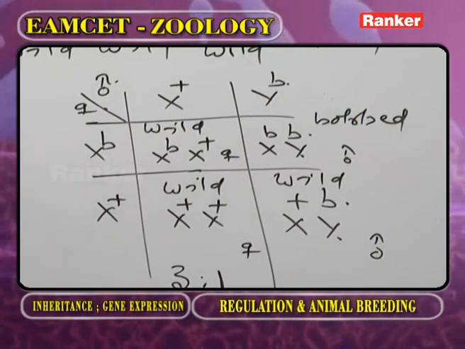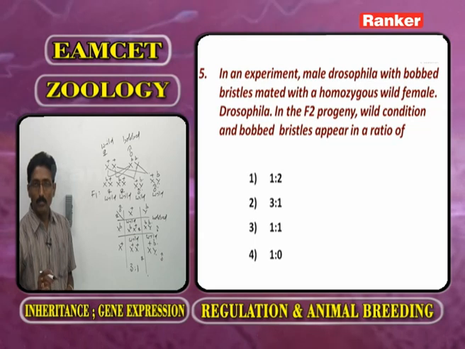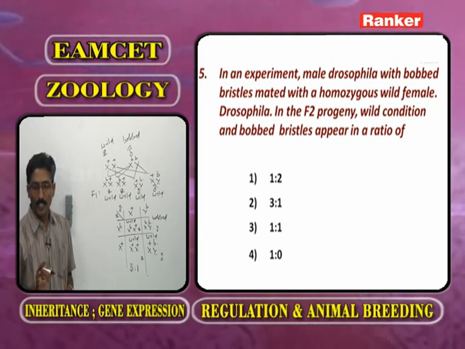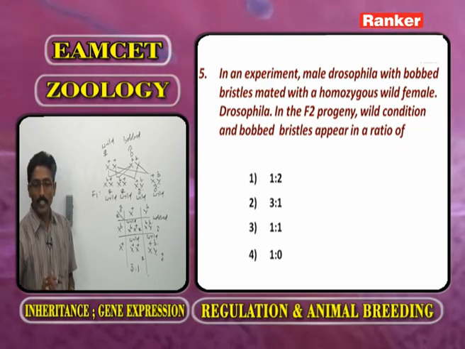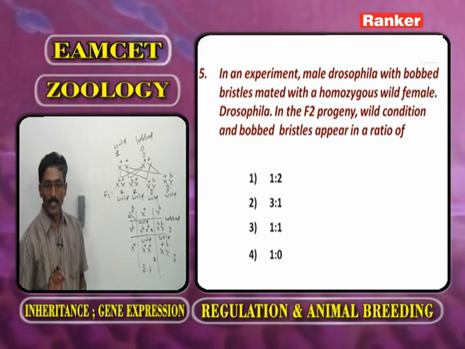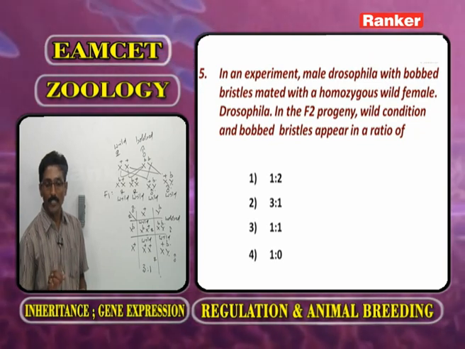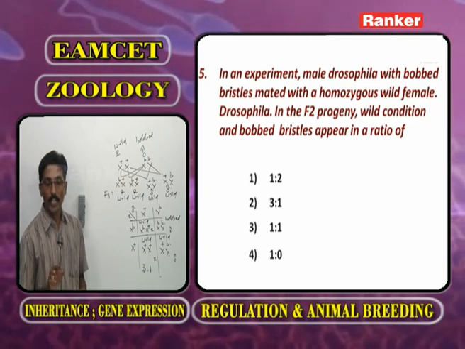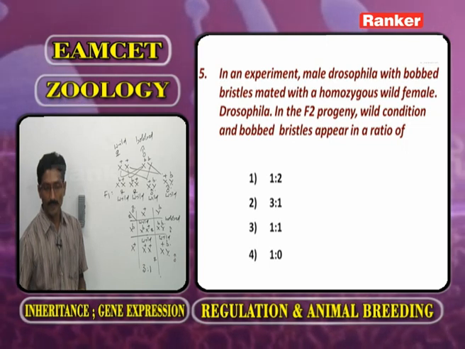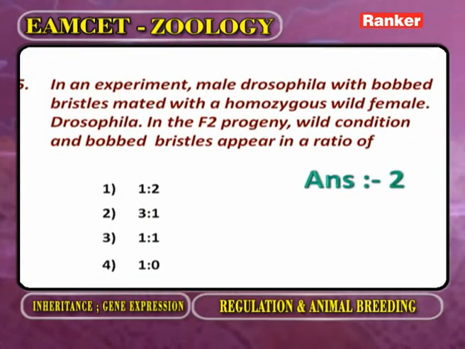Now we are asking, you observe the question: in an experiment, male Drosophila with bobbed bridges mated with homozygous wild female Drosophila. In the F2 progeny, wild condition and bobbed bridges appear in a ratio of 3:1. Now the answer is, next question.